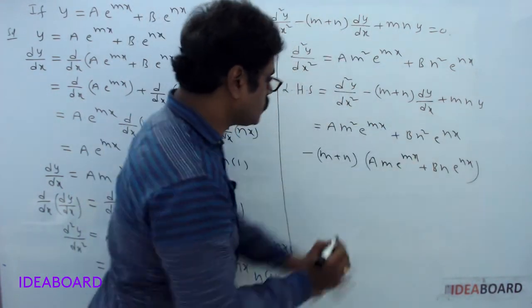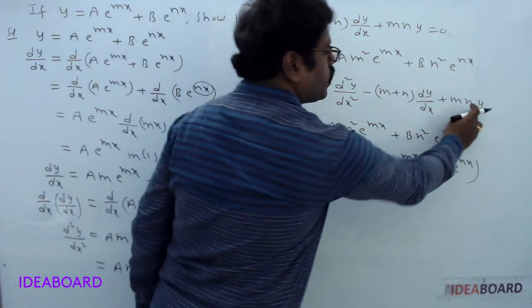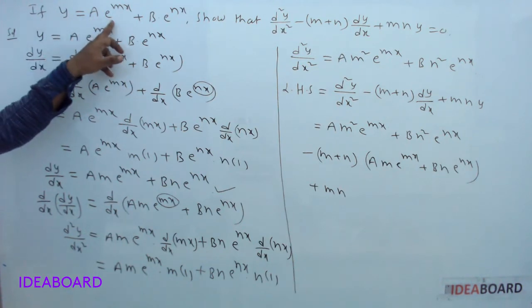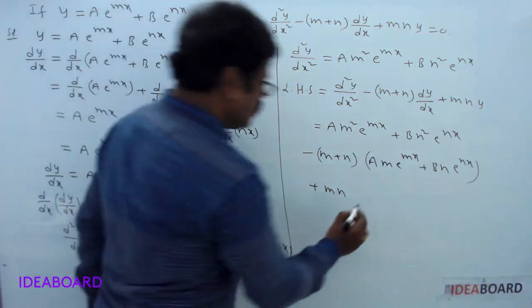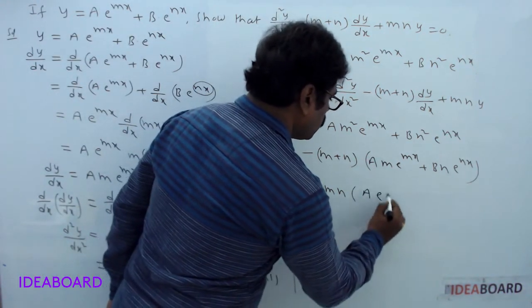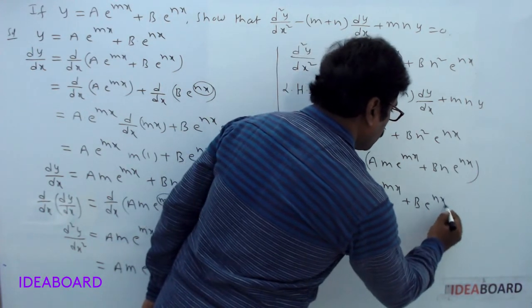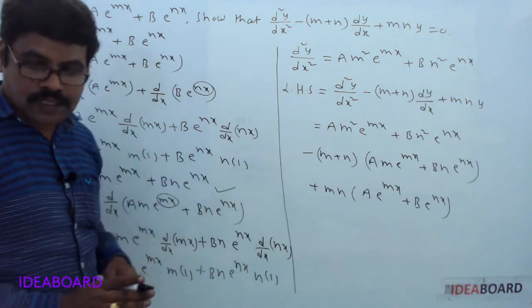Next third term plus mn into y. What is the value of y? Y equals to a into e power mx plus b into e power nx. So mn into a into e power mx plus b into e power nx. Now simplify the terms in the previous equation.